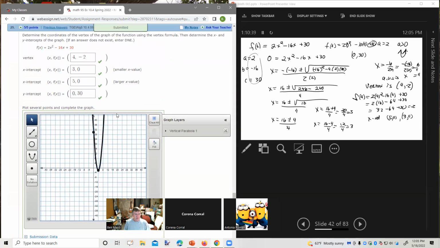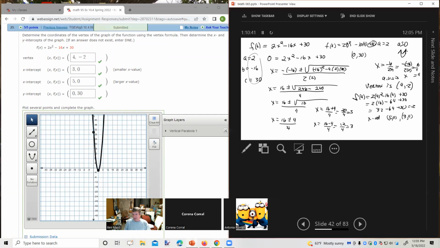So there we go. Does it open up just like we hoped it would? Yep, it does. Opens upwards. Axis of symmetry would go right through x equals 4. Vertex is at 4, negative 2. You've got 2 x-intercepts and 1 y-intercept. All right.